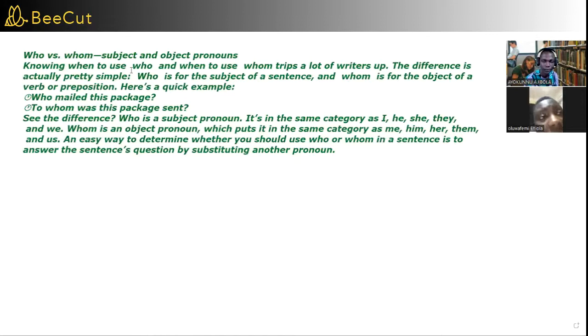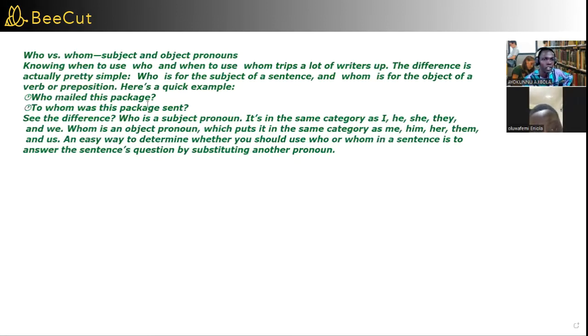The subject is like the person. The object is what the person is referring to, or what the person has done. Now, knowing when to use who and when to use whom trips a lot of writers up. The difference is actually pretty simple. Who is for the subject of a sentence and whom is for the object of a verb or preposition.